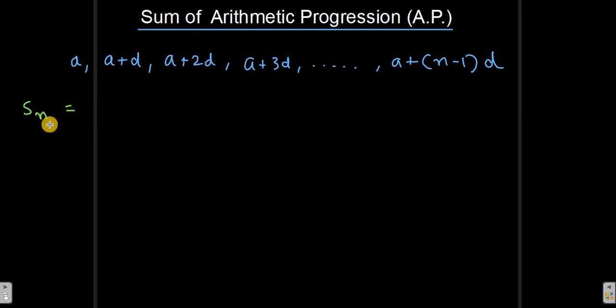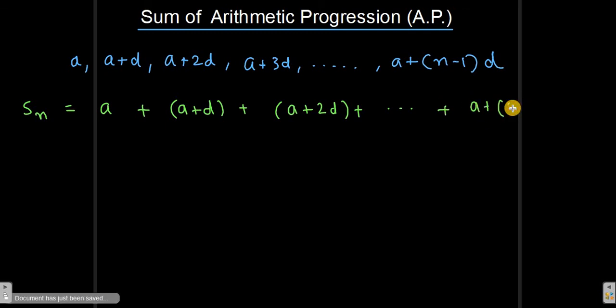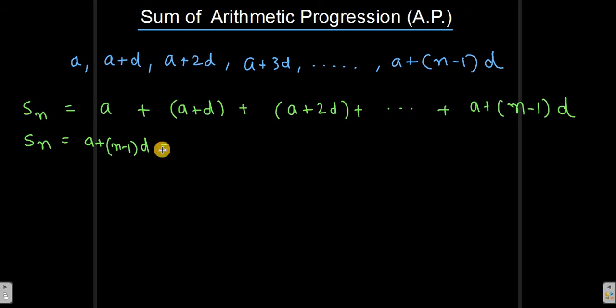Sn, that is the sum of the sequence, equals A plus A plus D plus A plus 2D, and let's say up till A plus N minus 1 into D. Now we'll write this Sn again but in the reverse order. We can write it like this: A plus N minus 1 into D, plus A plus N minus 2 into D, plus A plus N minus 3 into D, up till we get to A at the last.